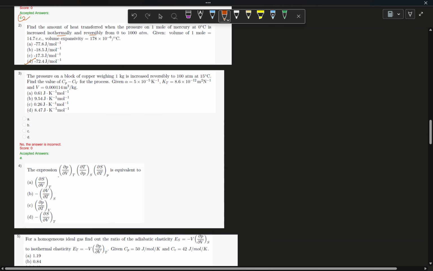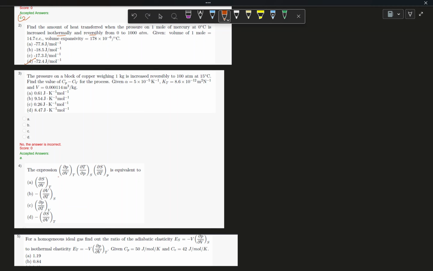Now question number 3 is that you have the pressure on a block of copper weighing 1 kg increased reversibly to 100 atmosphere at 15 degree centigrade. Then find the value of Cp minus Cv for the process. And given the volume expansivity, alpha is given, and Kt is basically isothermal compressibility.